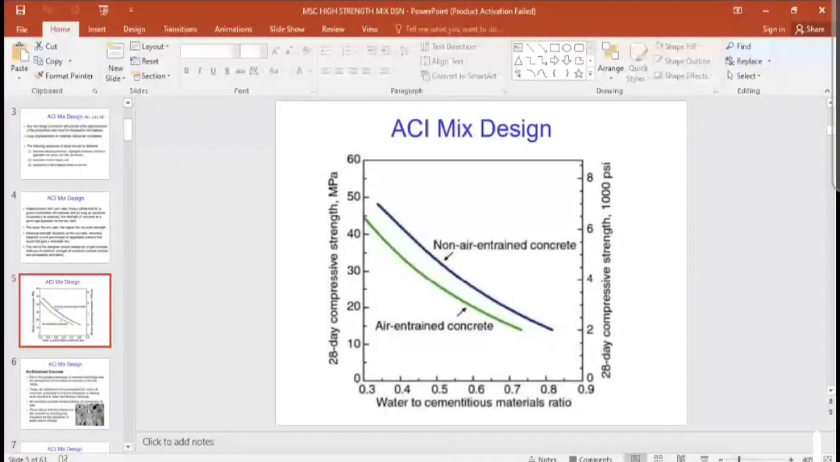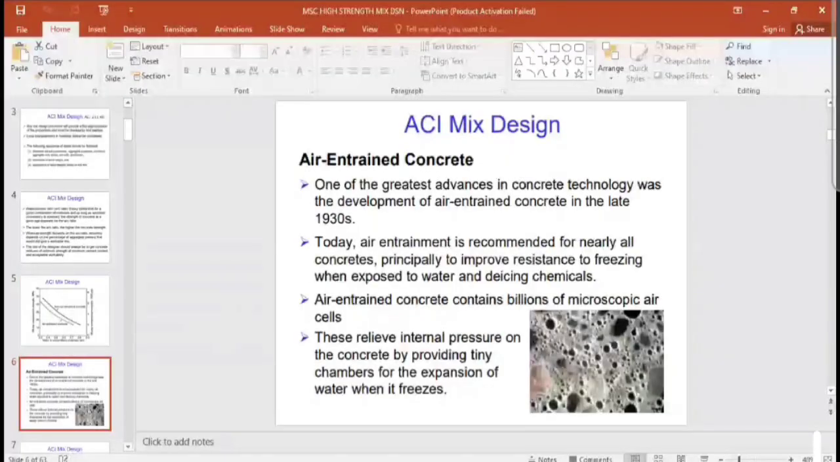Now we'll move to the next slide. Here you need to decide whether you will have air entrainment or not. Either you are going to make the concrete air entrained or not. This is very important.